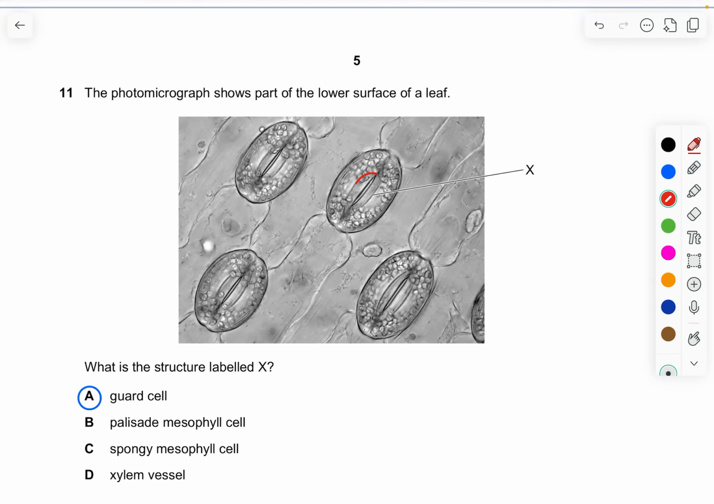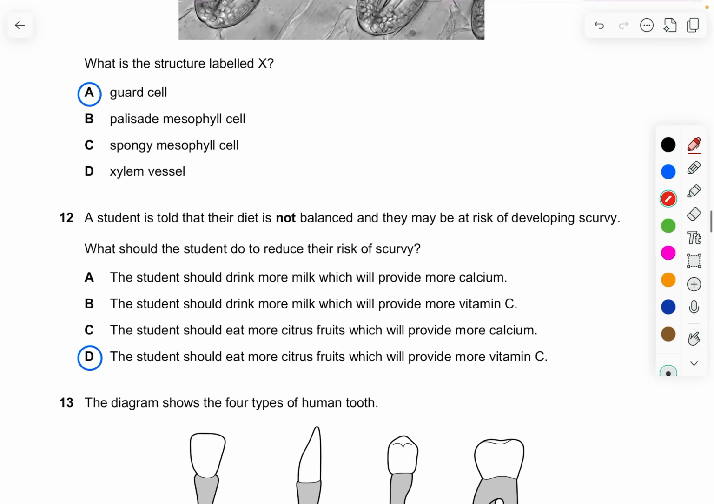So what is this part that looks like a mouth? This is the stomata that opens up and closes for what? For gas exchange to occur, and also for transpiration.